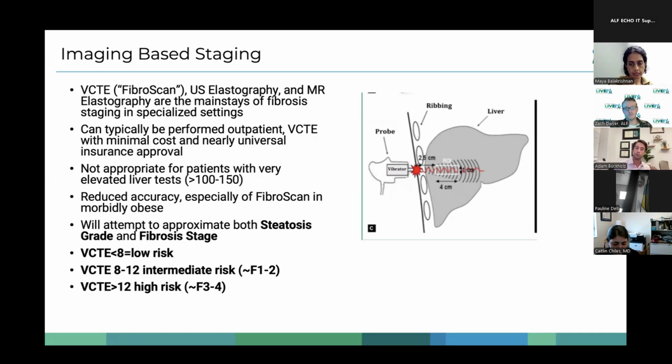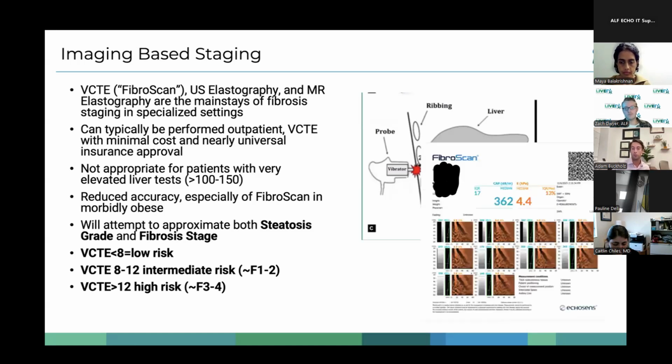There's also reduced accuracy of FibroScan in the setting of the morbidly obese, which can be an issue when you're dealing with patients with significant metabolic disease. That said, it is still a very good screening test that we use every day. And it attempts to approximate both the grade of steatosis and the stage of fibrosis.